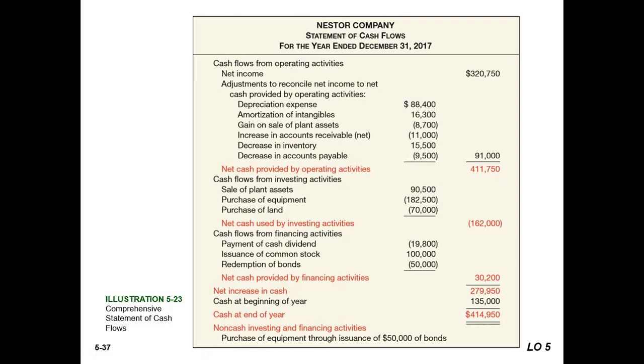Also on the statement of cash flows, we might see some of these non-cash investing and financing activities. This is really a type of disclosure, how we would disclose information that did not affect cash, but is important. So purchase of equipment through issuance of 50,000 in bonds. So we see that here. Redemption of bonds, well, that's actually paying off bonds. So that's not a good example, but we purchased this equipment through issuing bonds.